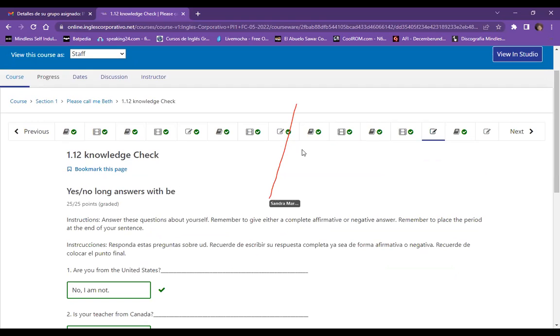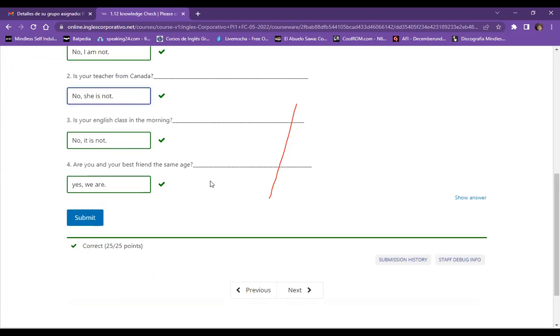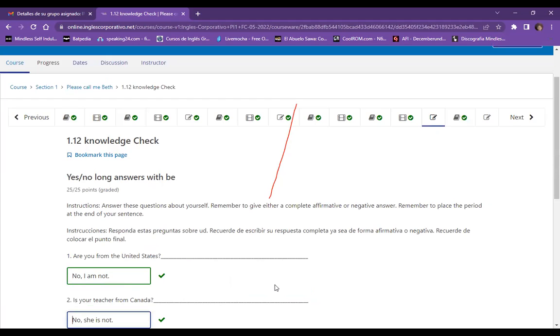Okay. Teacher, dígame. ¿Puede traducir la número 4? Ahorita. Dice: tú o tú y tu mejor amigo son de la misma edad. Ah, ok, gracias. Muy bien, permítanme. ¿Dudas al respecto? ¿Del tema, señoritas, señores? ¿Cómo les ha parecido? ¿Sienten que lo manejan?